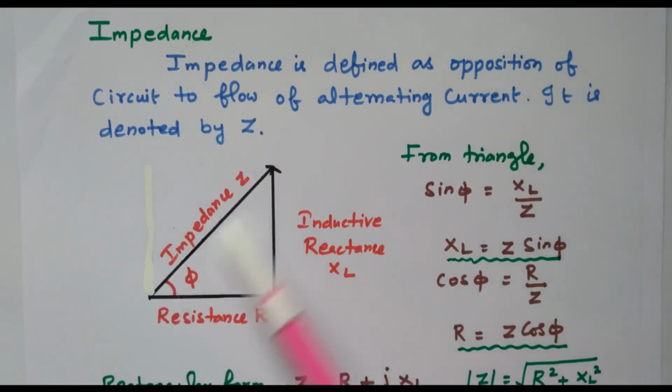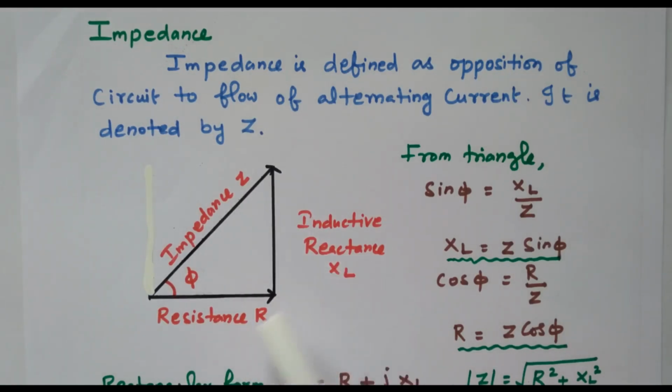So how it is represented by the triangle: the resistor is in phase with the current, 0 degrees in phase with the current. The inductive reactance is at 90 degrees. There is a phase difference of 90 degrees between R and XL.